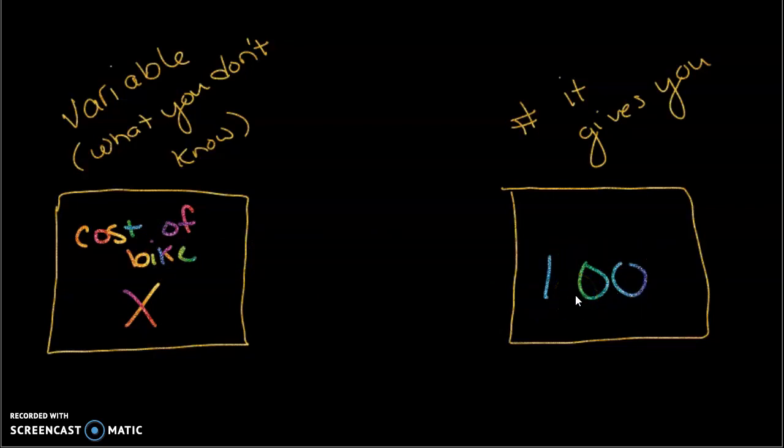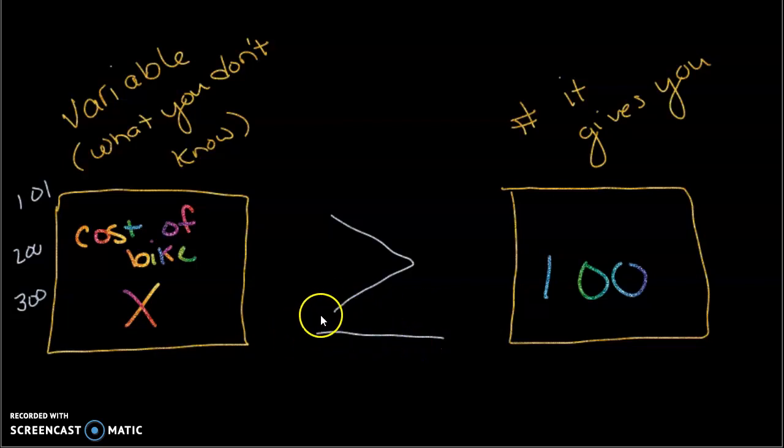So it says the cost of the bike is at least $100. Let's think of things that are at least 100: 101, 200, 300. All of these numbers are at least 100. When it comes to which way it opens, once you see the numbers in comparison, it's pretty easy to know your inequality is going to open up to this side. Now we have to determine, it says it is at least 100. Is 100 included? Well, yes, it says it's at least 100. If it were without the equal to, it would say more than 100.